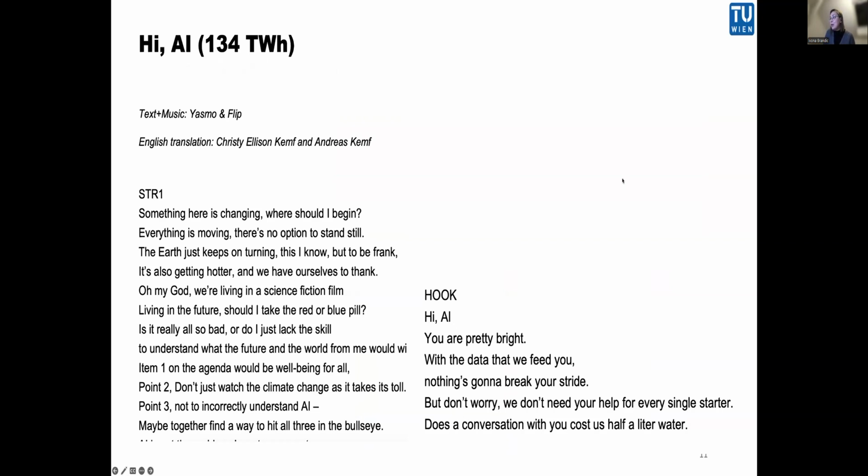Hey, AI, you are pretty bright with the data that we feed you. Nothing's going to break your stride. But don't worry, we don't need your help for every single starter. Does a conversation with you cost us half a liter of water?